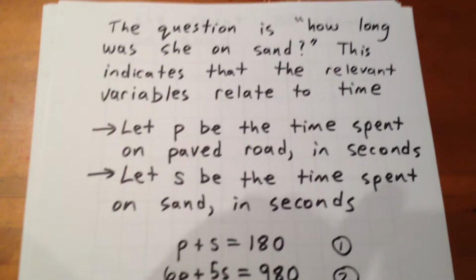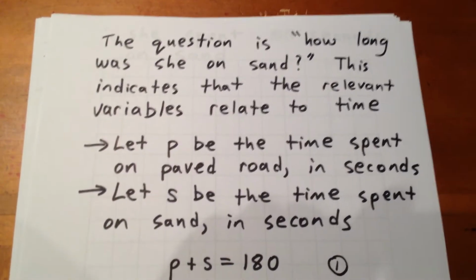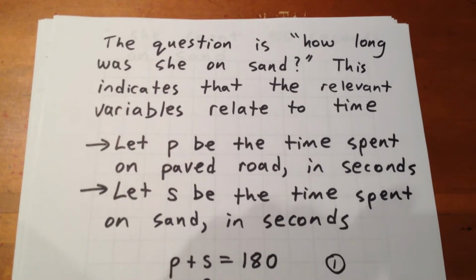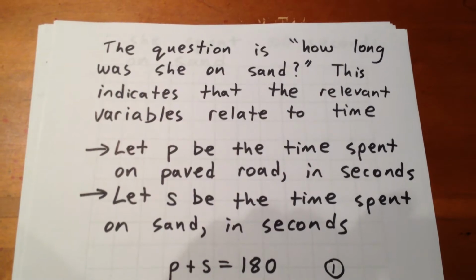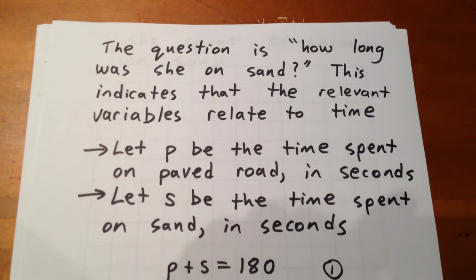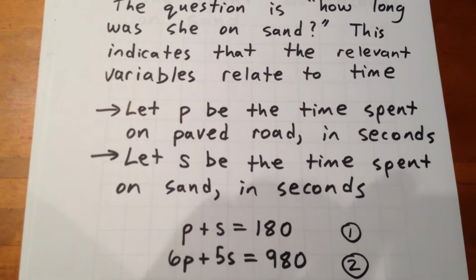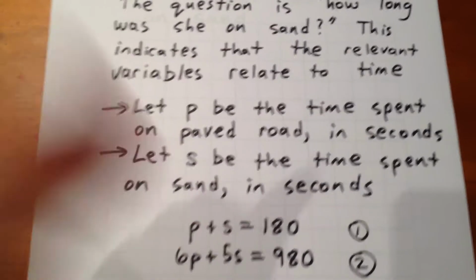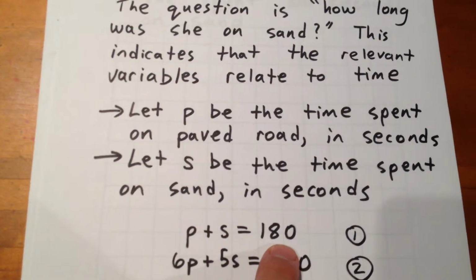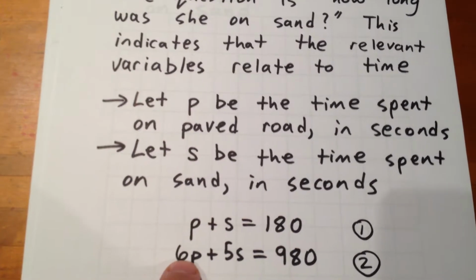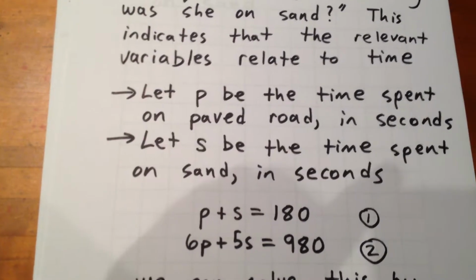Okay, so we're going to let P be the amount of time she spent on the paved road in seconds, and S will be the amount of time she spent on sand in seconds. So the paved road time plus the sand time is 3 minutes, but 3 minutes is 180 seconds. Now, the next question is a little tougher. The next equation, excuse me.